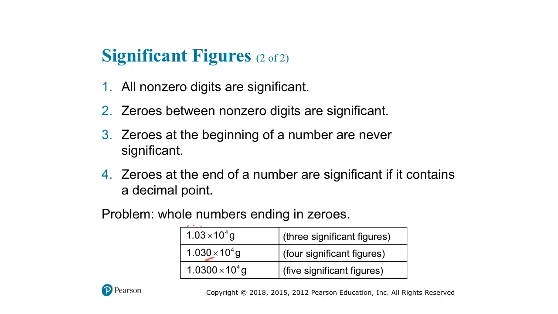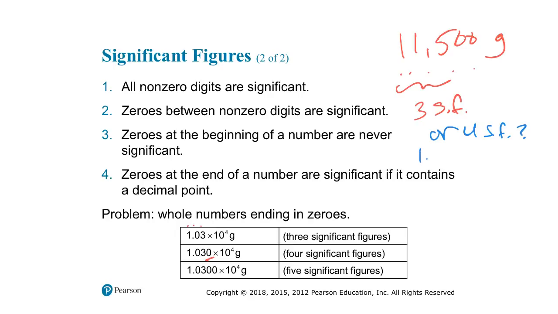Now, if I had a unit that was, say, 11,500 grams, how do you know if that's meant to be 1, 2, 3 sig figs, 4 sig figs, 5 sig figs, or even more sig figs? Well, what I would do is I would call this 3 sig figs. And if I wanted to signify the quantity with even more precision, then I would have to use scientific notation. So if I want to express this with 4 sig figs, then what I would want to do is call that 1.150 times 10 to the 1, 2, 3, 4 grams.